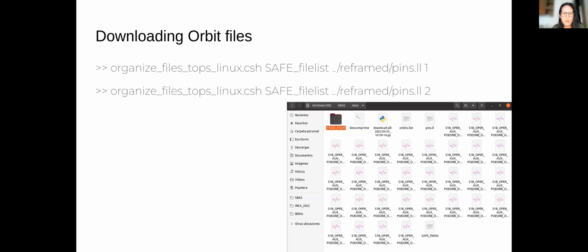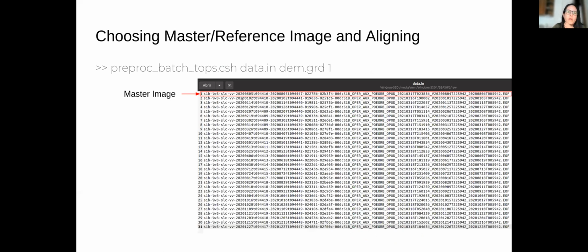Okay, this is mainly about the processing. I downloaded the orbit files. I had some issues with this at the beginning, but then I could fix it, fortunately. So I think the processing more or less was okay. I selected an image of August 2020 as master, and I aligned all the images with respect to this one.